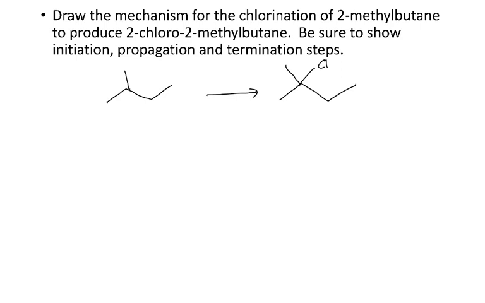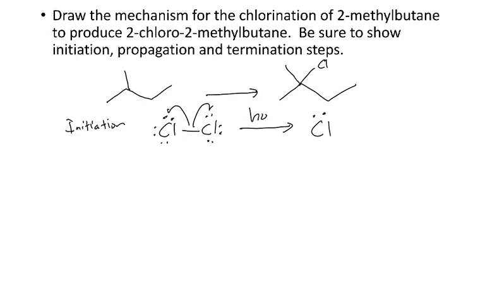So the first step is going to be the initiation step. All right, so that's where we're going to start with a chlorine molecule, and we're going to hit that with a photon. And so then we'll get the homolytic bond cleavage, and that'll produce our 2 chlorine radicals.